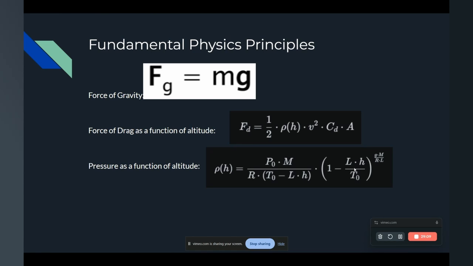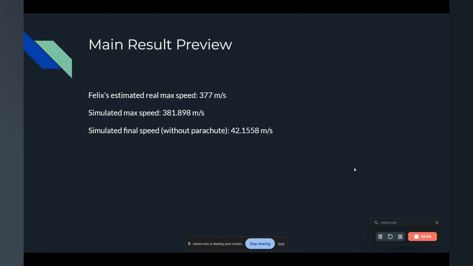Alright, so fundamental physics principles: force of gravity, Fg, is generally the mass times gravity. Force of drag as a function of altitude is going to be 1/2 times the pressure times velocity squared times a drag constant times cross-sectional area. Pressure as a function of altitude is going to be this big equation, and I'll list off what these constants are in just a second.